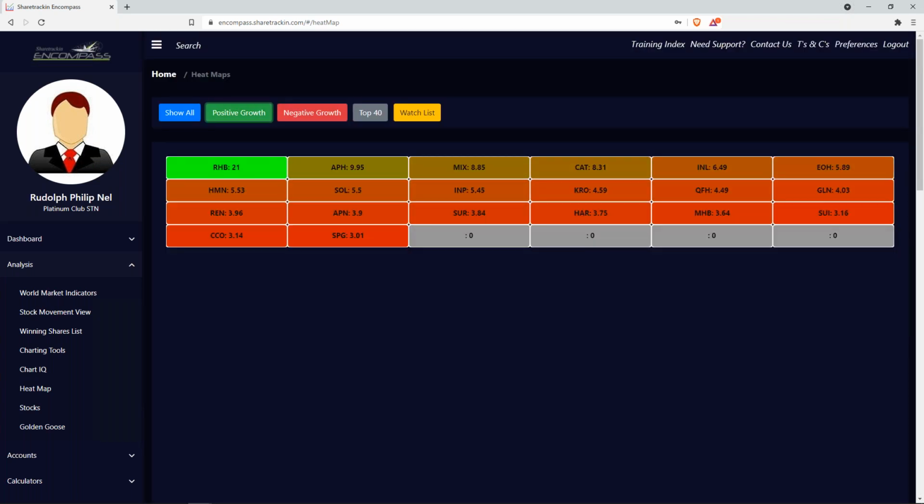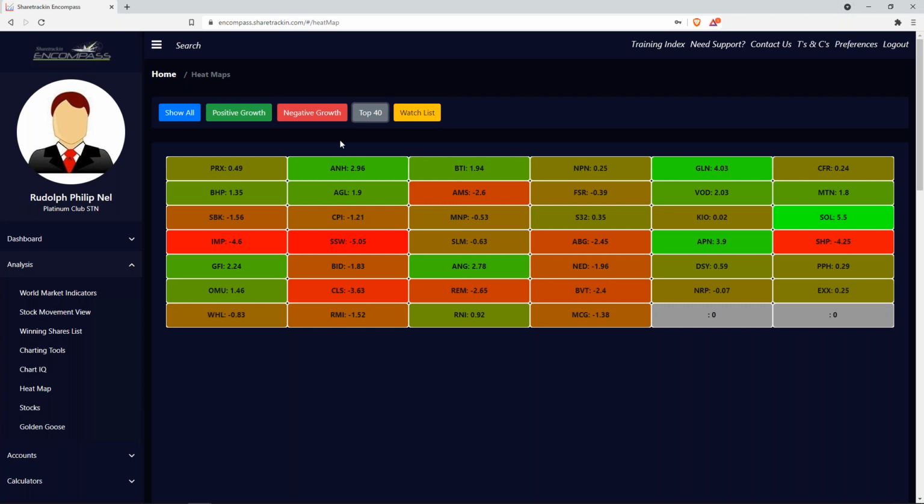Then you've got the positive growth. Positive growth will only pull up the 10 top shares on show all, and then negative growth would pull up the worst ones right at the bottom of that show all. Then the top 40 would show all the shares on the top 40 list. This one isn't from best to worst or worst to best. It is a bit scrambled, but you would see that, for instance, SSW and SHP, and IMP, those three would be the most red. Those are the ones that fell the most, where the more greenish ones like Sasol would be the ones that had a better movement on this list.